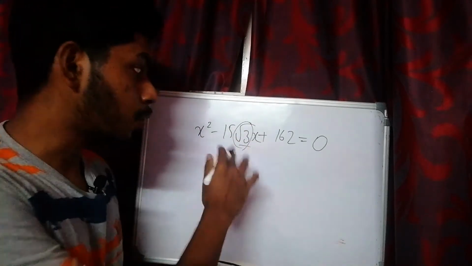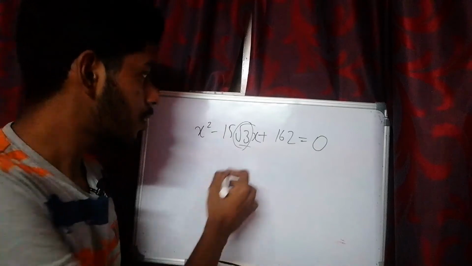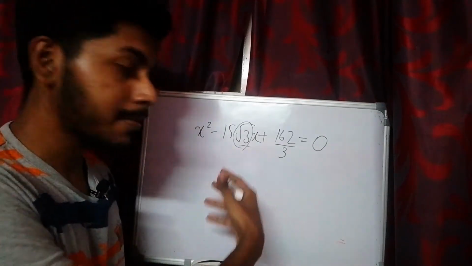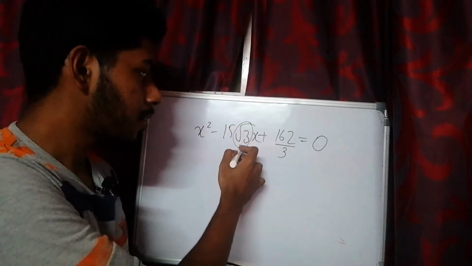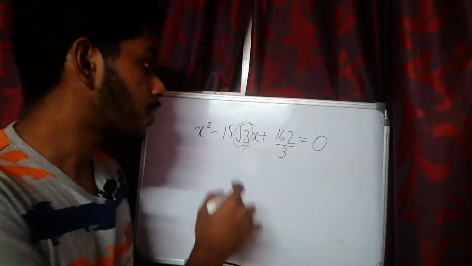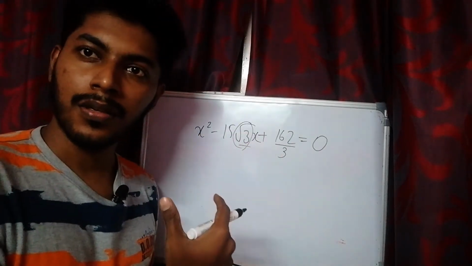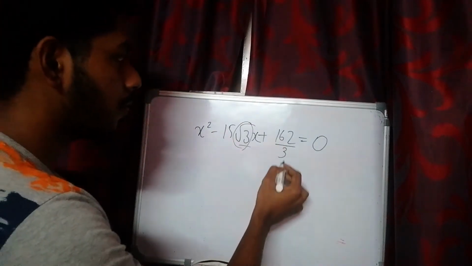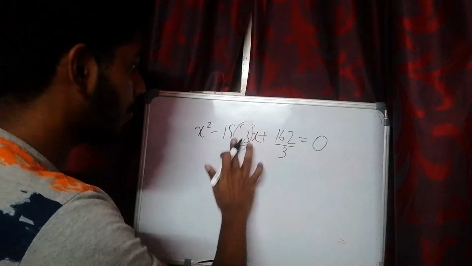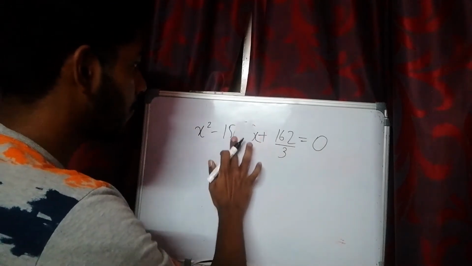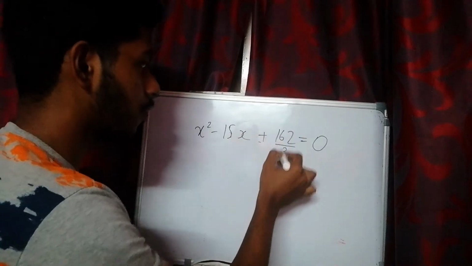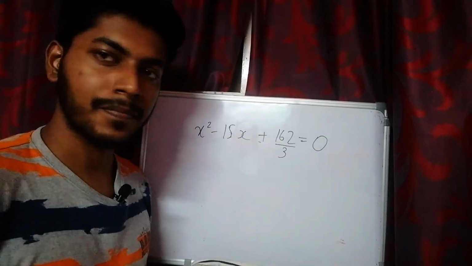Take the square of the root term. So root 3 squared is 3. The constant term must be divided by 3, or the square of the number which contains the root. So 162 divided by 3, so then avoid this. So the remaining is 15x and 162 by 3.